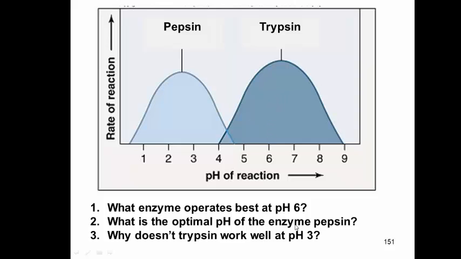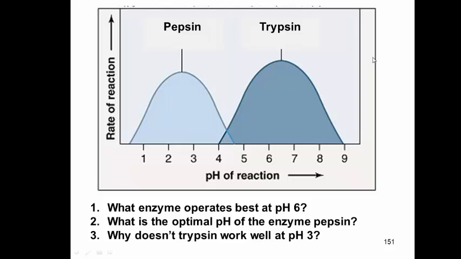What is the optimal pH of the enzyme pepsin? So we want to come to the peak of the rate of reaction for pepsin, and we see that it works best at around 2.5 in terms of pH. So it works best at a pH of about 2.5, which is pretty acidic, actually.